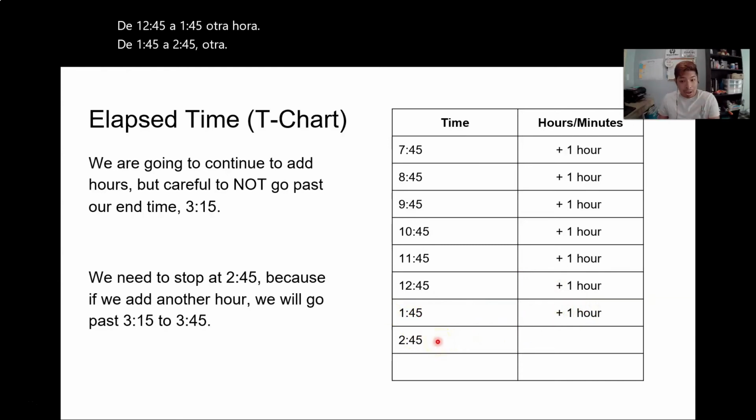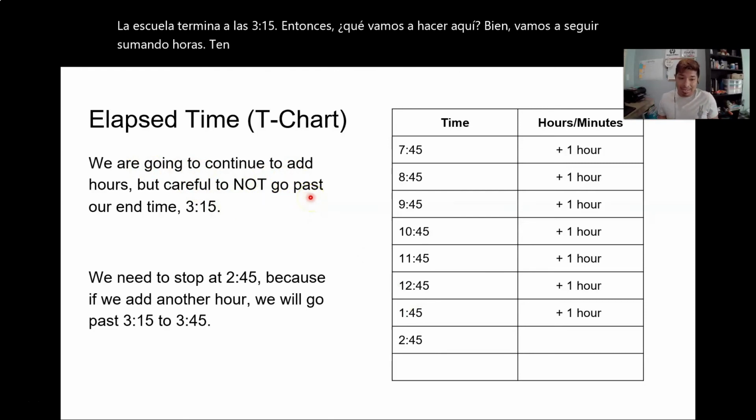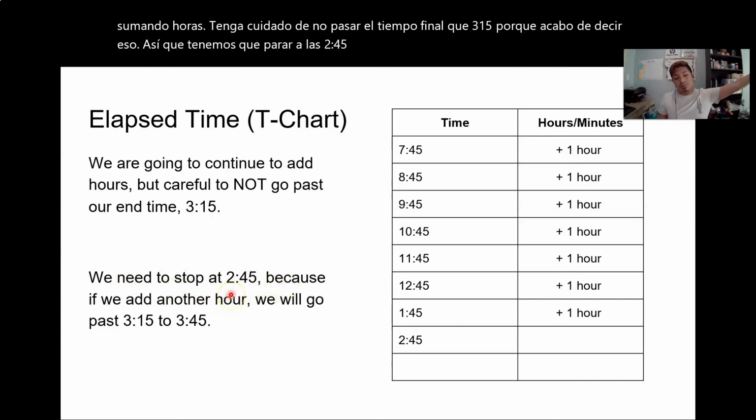If we add another hour, it's going to be 3:45. But remember, school ends at 3:15. So what are we going to do here? Okay. We're going to continue to add hours. Be careful not to go past our end time, which is 3:15. So we need to stop at 2:45, because if we add another hour, we go to 3:45. But that's not true. Okay. So what do we do?